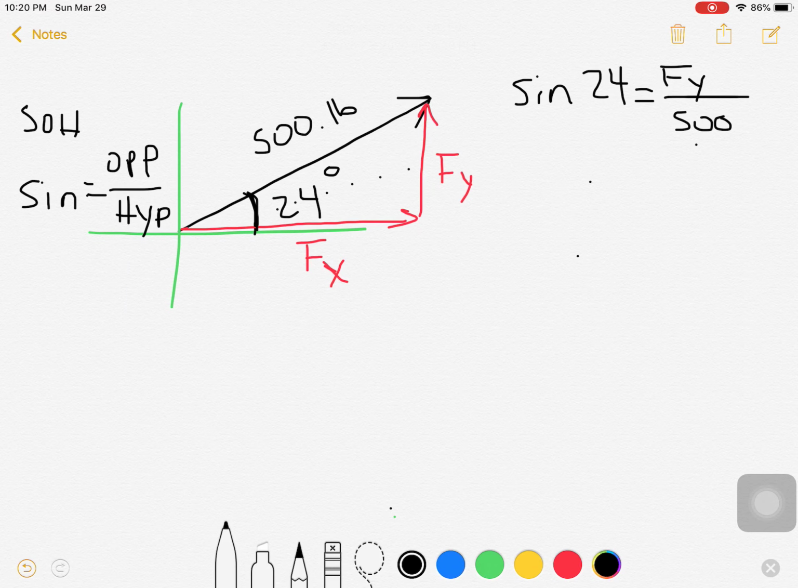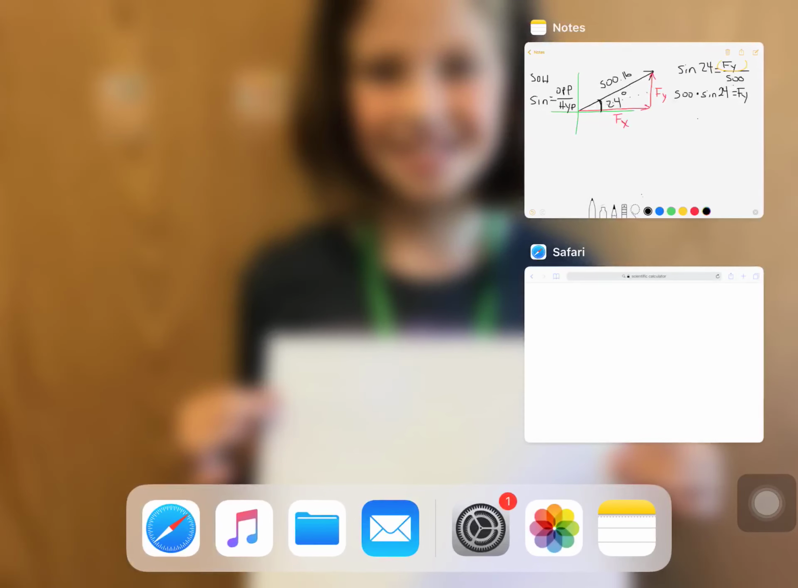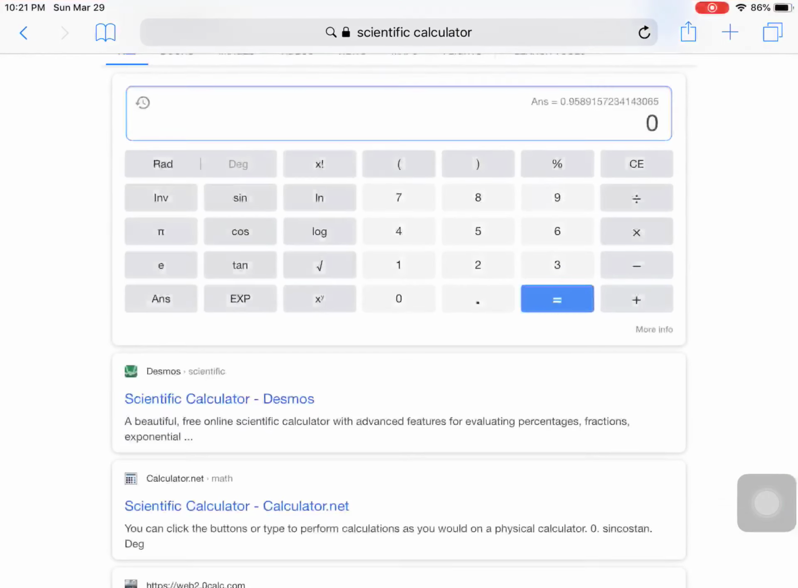Now, I want to solve this for my Fy up here. So what I'm going to do is multiply both sides times 500. So I'll say 500 times the sine of 24 equals Fy. Now the sine of 24 is just some random number. We could look it up in a chart, or the easier way to do it is to use a calculator or a calculator online. I want to go ahead and just switch over to an online calculator.